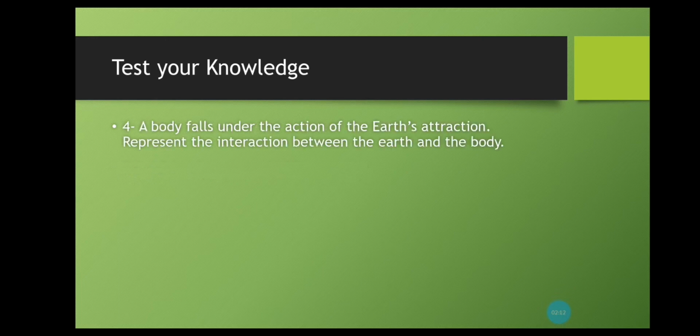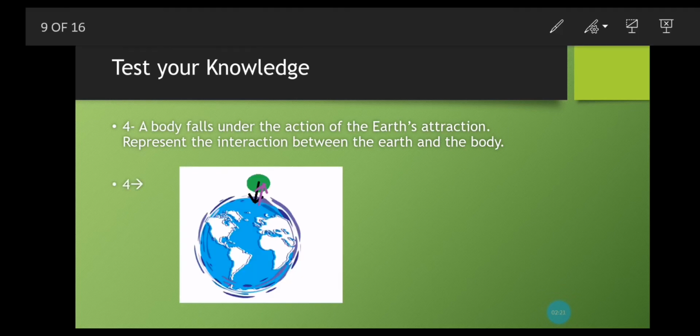4. A body falls under the action of the Earth's attraction. Represent the interaction between the Earth and the body. So, this is the Earth. I have a body, which is in this case the green ball. So the black arrow means the attraction of the Earth on this ball, and I have the purple vector, which is exactly opposite to the black vector. So these two are the action and the reaction, which means they are the interaction between the Earth and the body.